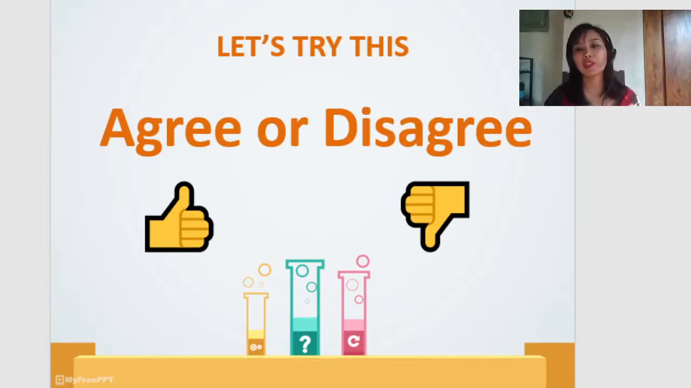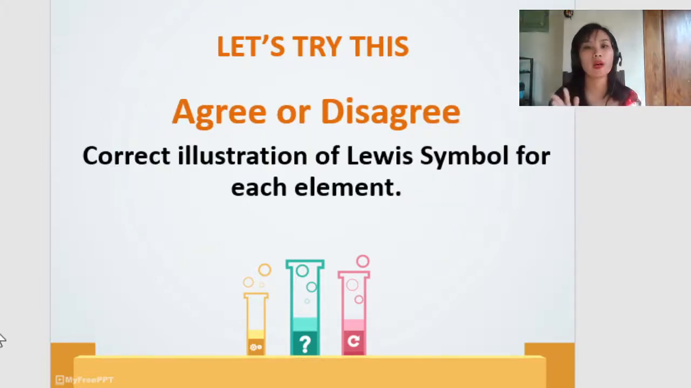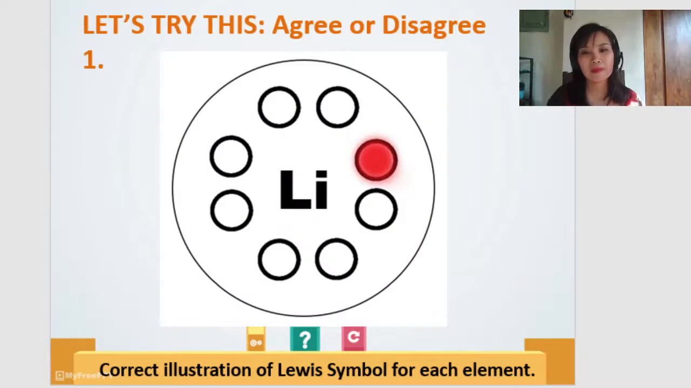Now, I want you to open your journal notebook and you have to write down the words agree or disagree. Okay? So agree pag okay, pag dili disagree. So unsa man lang mo ang i-agree o disagree ani ma'am? Of course, you are going to agree if the illustration is correct, showing the Lewis symbol of each element. Okay. So, shall we start? Are you ready? Are you excited? Okay, go. So let's have number 1.